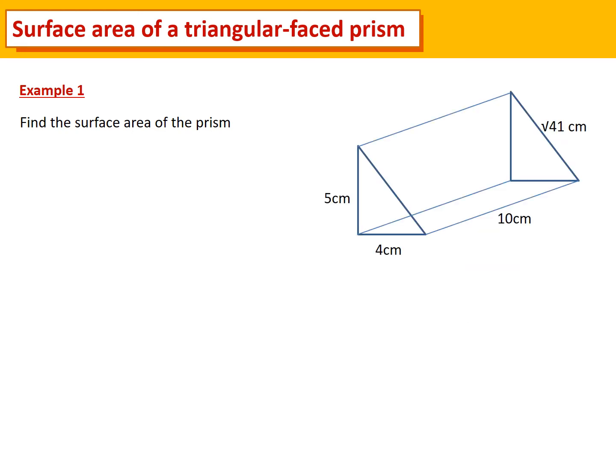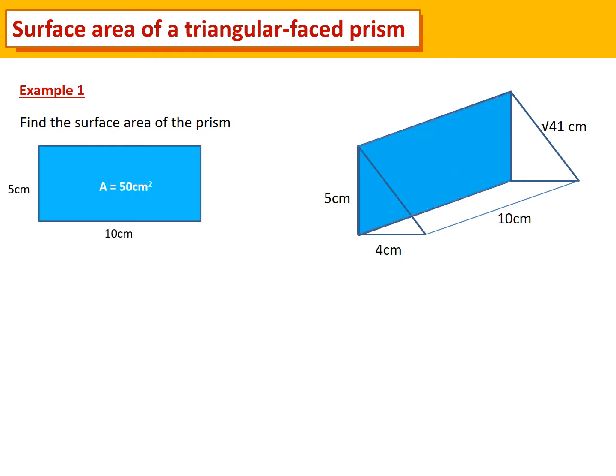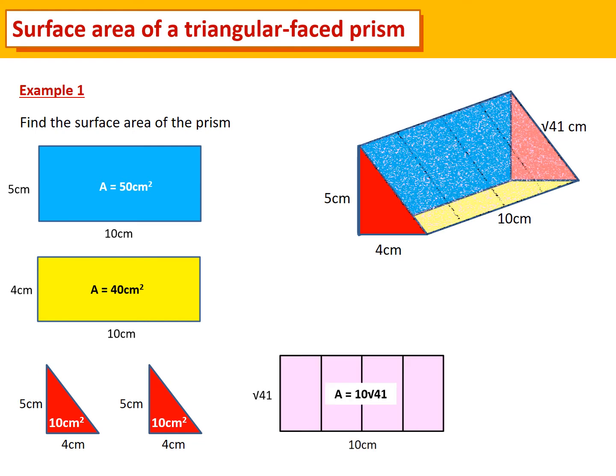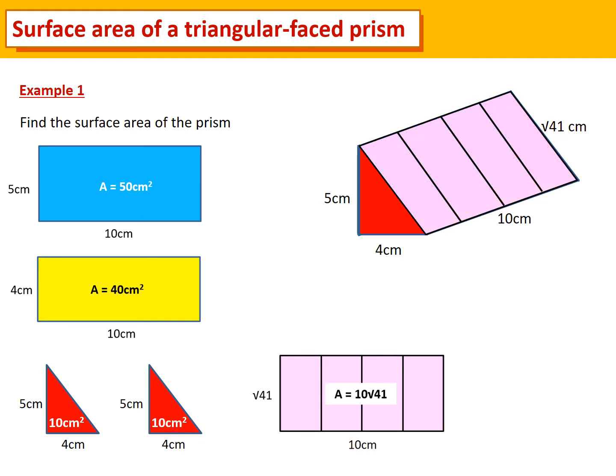All that's left to do now is to put these areas together. That's the 50 square centimeters, 40 square centimeters, the triangles, each 10 square centimeters, and that sloping face, and we add them together, giving a final total, rounded off to 3 significant figures, of 174 square centimeters.